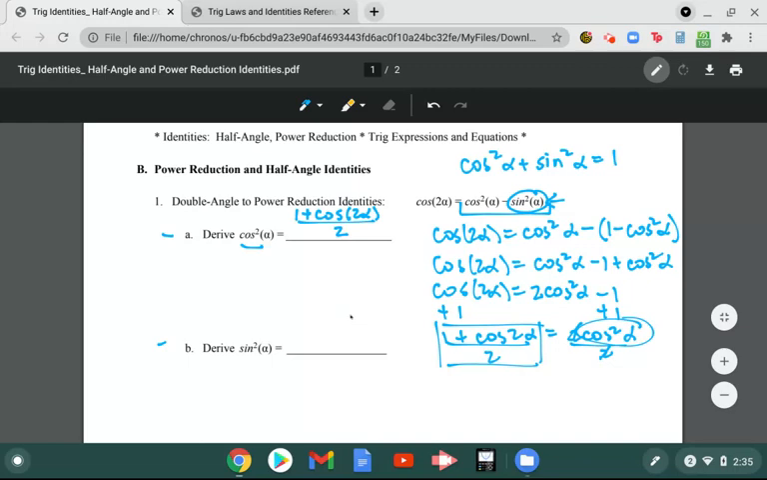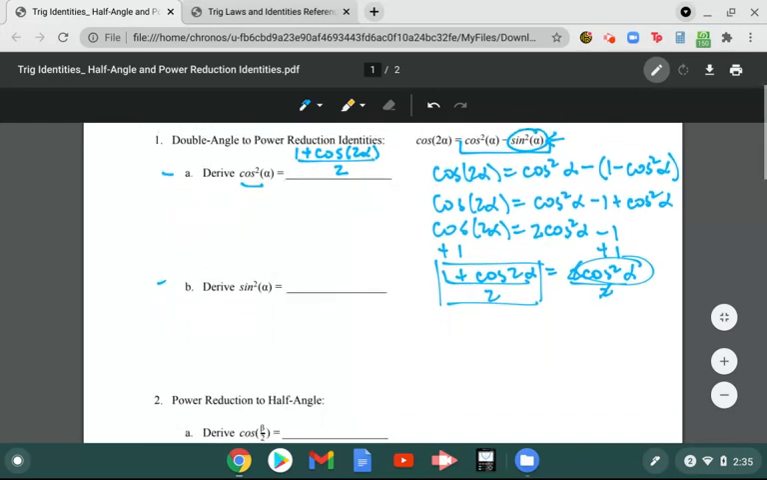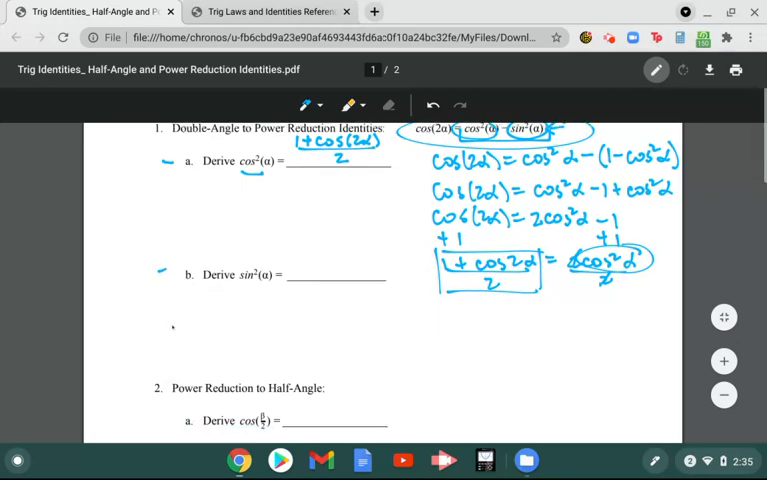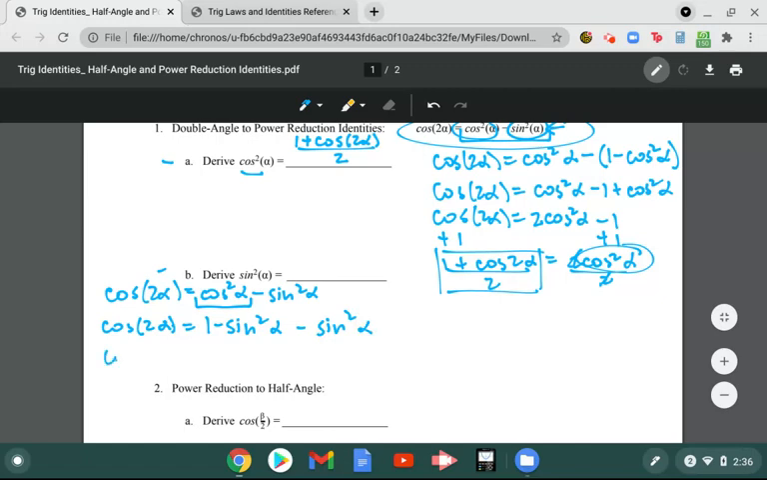Let's go ahead and do the same thing for sine squared. As I'm deriving sine squared, I'm going to go back to my double angle formula, but this time I want to replace the cosine squared in terms of sine squared. So I'm going to start with cosine 2 alpha is equal to cosine squared alpha minus sine squared alpha. I'm going to replace cosine squared this time. So cosine 2 alpha is equal to 1 minus sine squared, minus another sine squared. So we get cosine 2 alpha is equal to 1 minus 2 sine squared alpha.